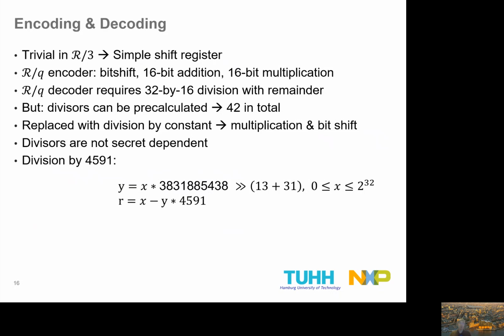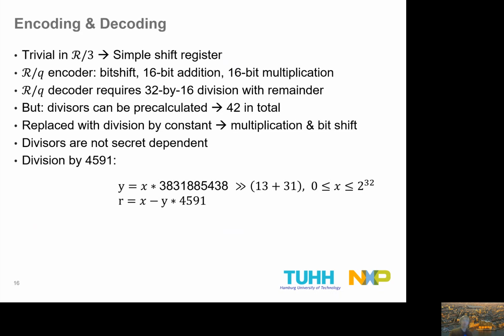And a little bit about the encoding and decoding. Both encoding and decoding in R3 is trivial. These are 2-bit coefficients. We can simply pack them in a shift register and then output bytes. For the RQ encoder, it's a bit more complicated, but it is done with a mixture of bit shifts, 16-bit additions, and 16-bit multiplications, so still nothing too fancy. For the RQ decoder, however, this requires a 32/16 division operation with remainder.